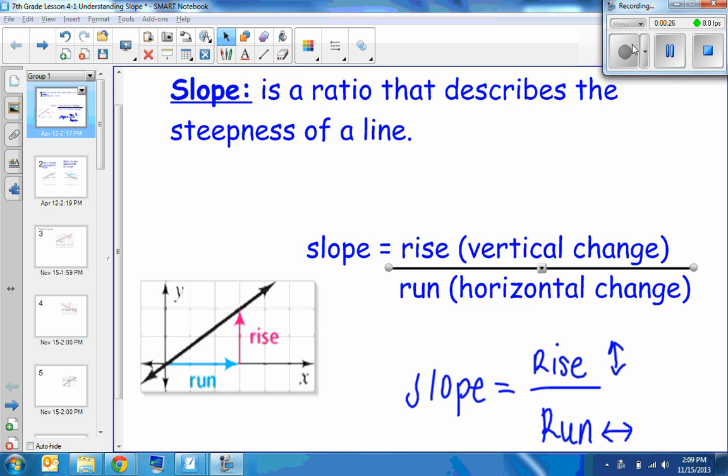Slope is rise over run. The vertical change, which is up and down, over the run, the horizontal change. So rise over run. I think you have to rise, you have to get up before you can run. Very important that you write this down because we're going to be using rise over run for the rest of the chapter. The vertical change over the horizontal change. We're going to look at how we can use this formula to find the slopes of various lines.